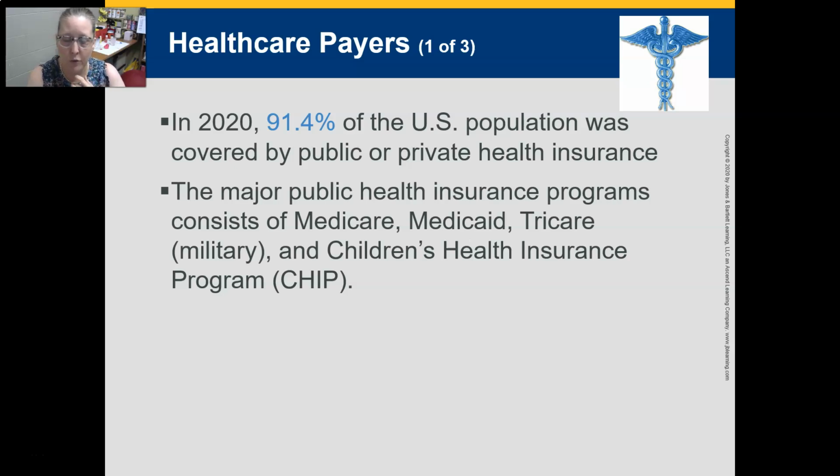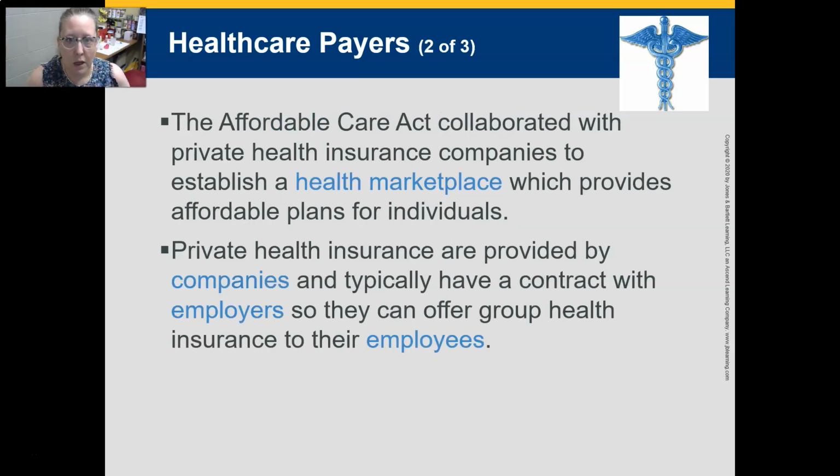So again, Medicare is for the elderly, Medicaid is for those in financial need, TRICARE is for the military, and CHIP is for children whose parents or families make too much to qualify for Medicaid but don't have health insurance. The Affordable Care Act collaborated with private health insurance companies to establish a health marketplace which provides affordable plans for individuals and increased access to healthcare plans.